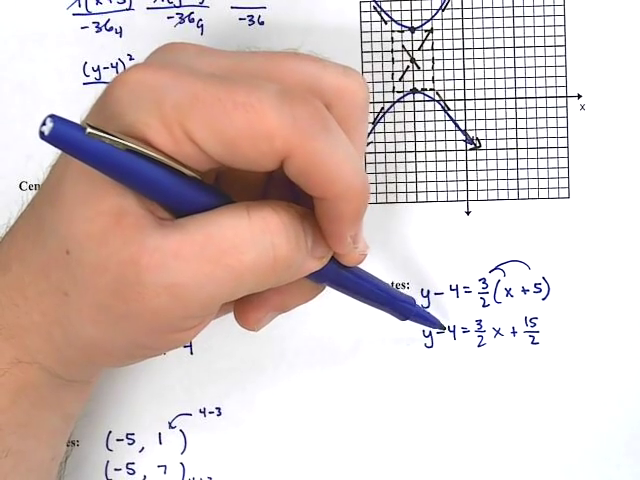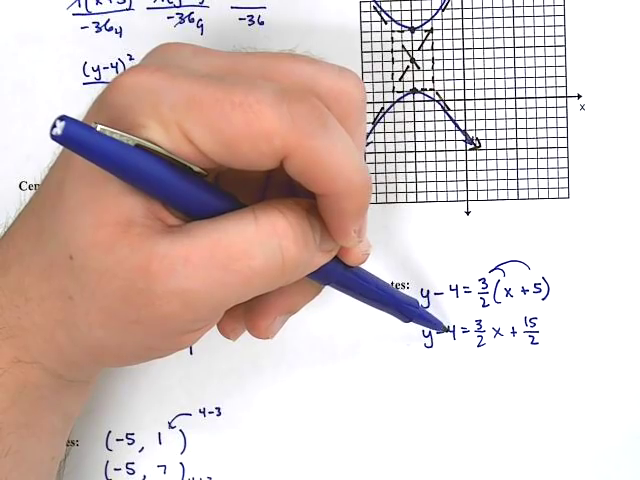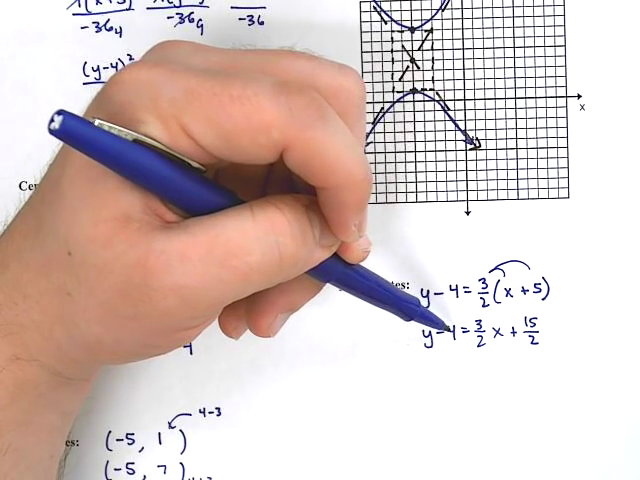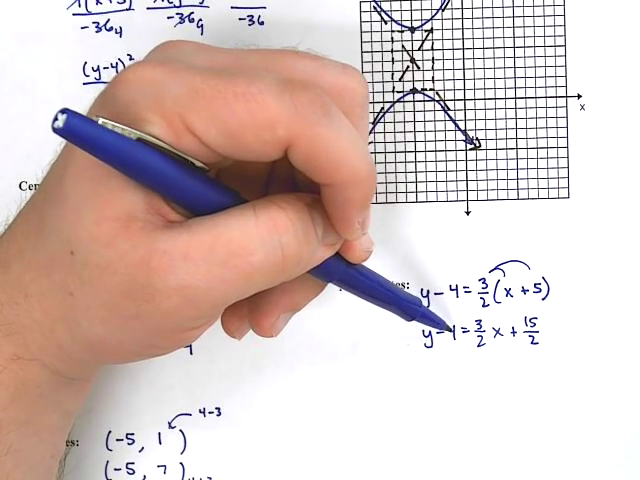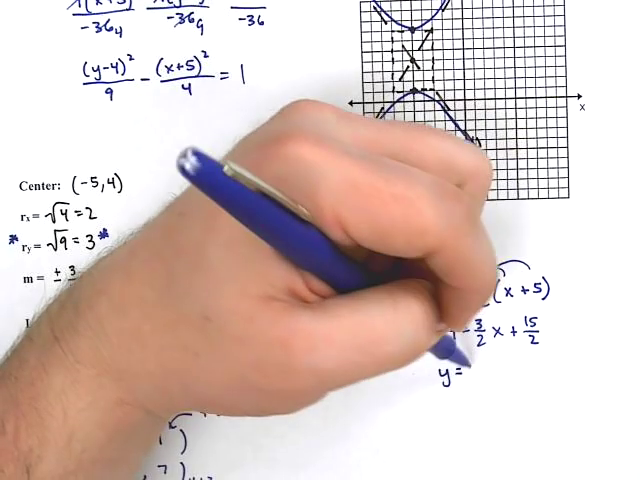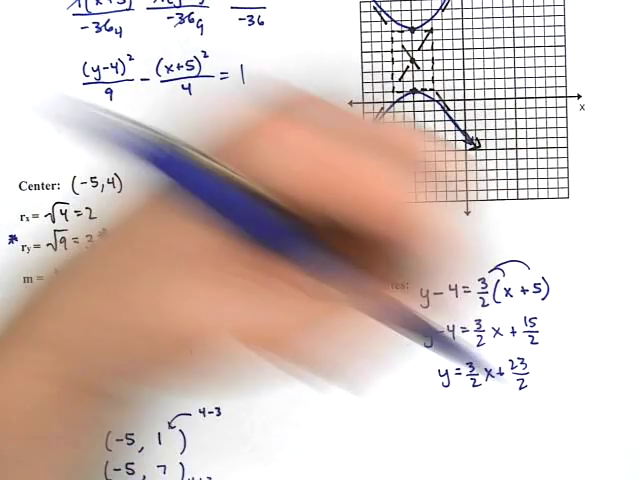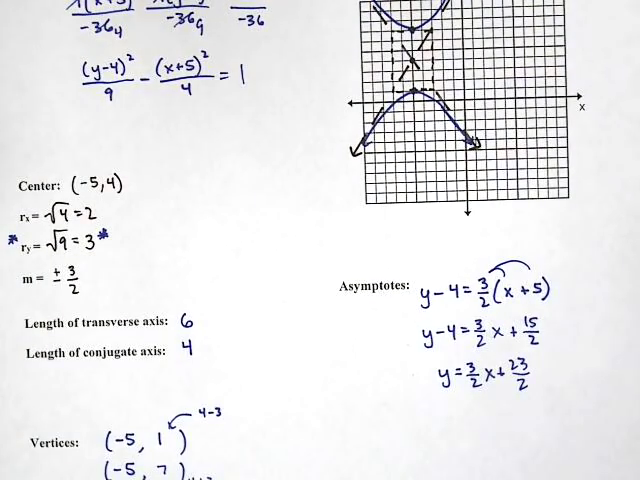I would strongly encourage you just leaving it as a fraction, and remember that if you want to add 4, you can also kind of think about 4 as 8 over 2. So I'm going to add 8 over 2. So y equals 3 halves x plus 23 halves. Cool. That looks about right.